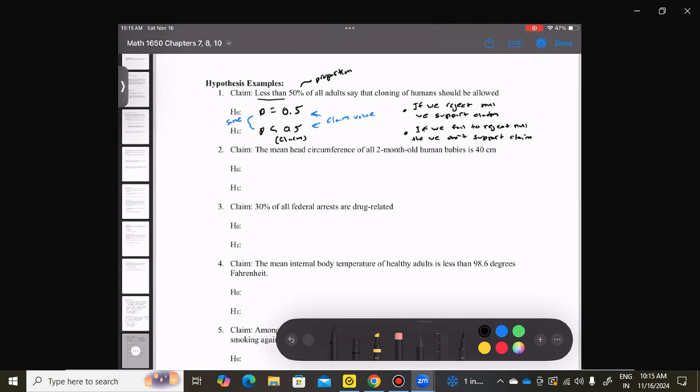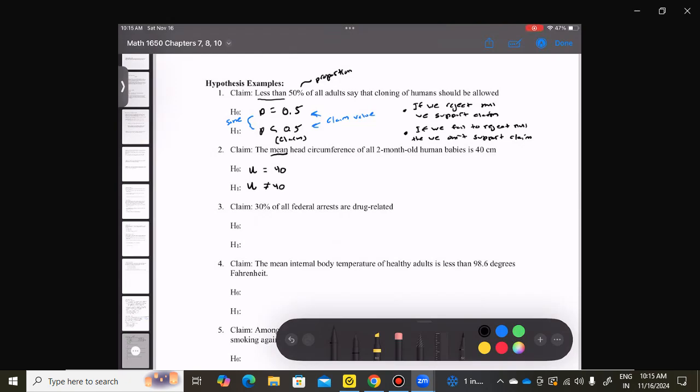Alright. The mean head circumference of all 2-month-old human babies is 40 centimeters. So the mean tells us that this is for an average. And so we can write mean equals some value, and then we know it has to be the mean in the alternate as well. The mean circumference of all 2-month-old human babies is 40 centimeters, so that's the value, same value, 40 centimeters. Now there's nothing on here about less than or greater than, so the alternate is going to be not equal to 40.